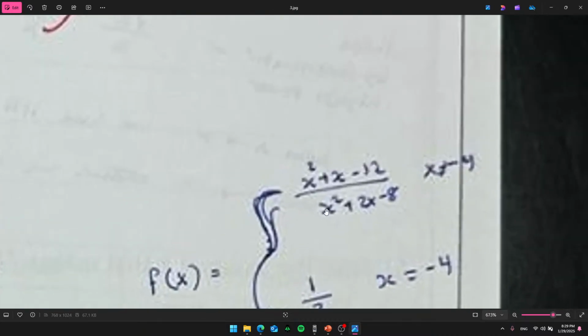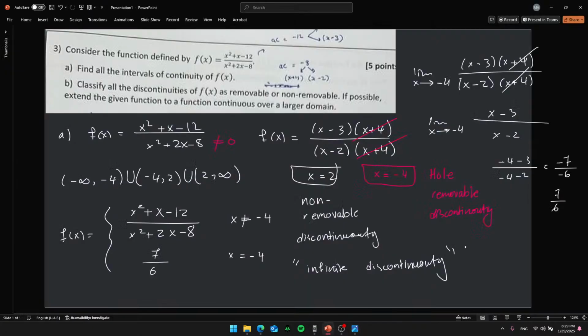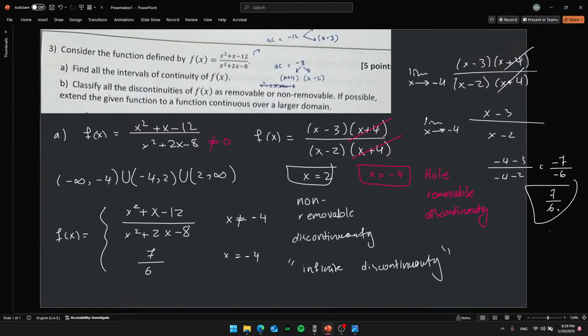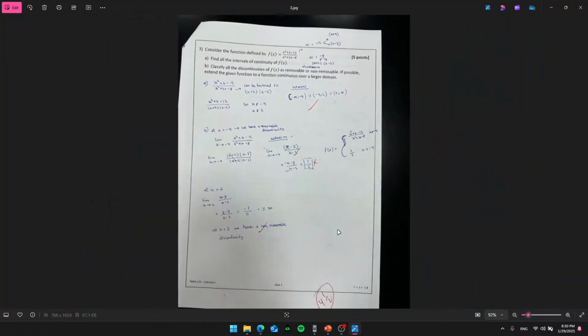But he did the same thing. He just rewrote it as a piecewise function. When x doesn't equal negative 4, we use this function. And when x equals negative 4, I want the function value to be the solution of the limit. So the solution of the limit as x approaches negative 4 is 7 over 6. So when x equals negative 4, I want the value of the function to equal 7 over 6. Okay? So that's how you solve question 3. It's simple.